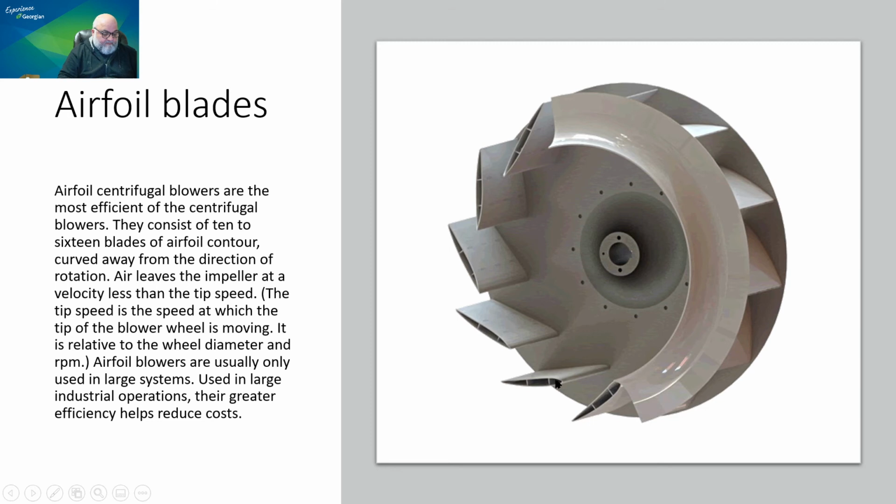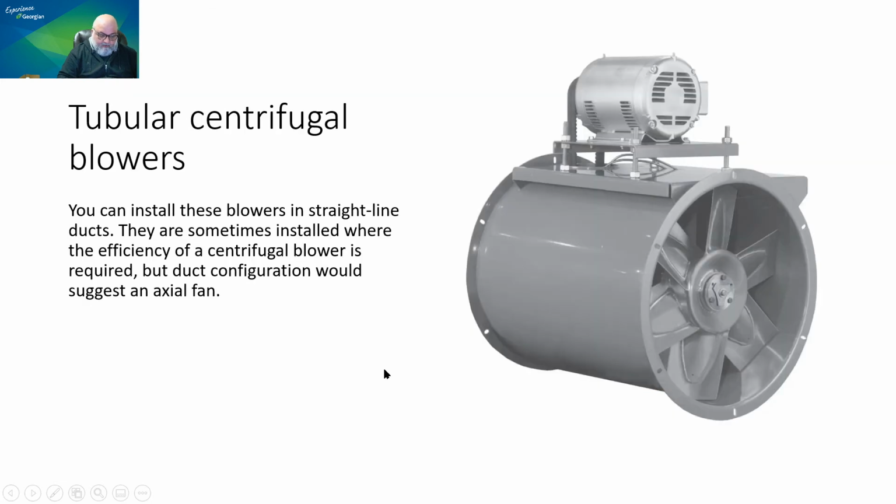Airfoil blades, they are the aerodynamic type of blades. Again, they are the highest efficiency, but unfortunately they are more expensive to make and install. They consist of 10 to 16 blades of airfoil contour, curved away from the direction of the rotation. Air leaves the impeller at a velocity less than the tip speed. So the velocity is different than the RPM. I don't know if this is important or relevant here. And then the tubular centrifugal blower.